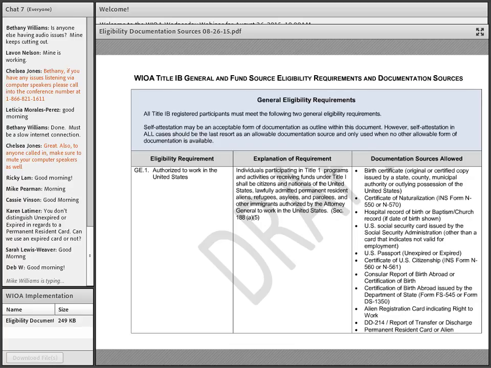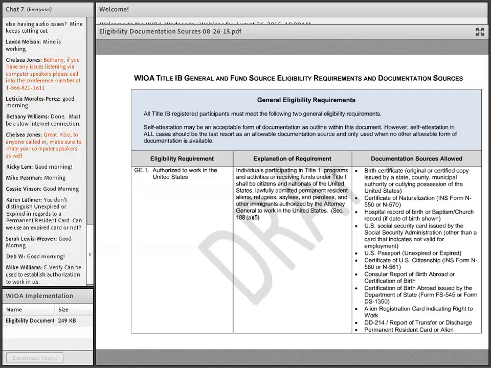If you got a U.S. passport at one point in time in your life, even if it is expired, your status as being authorized to work in the United States will never change because you were born here or however you were eligible to get that U.S. passport, that can't change.